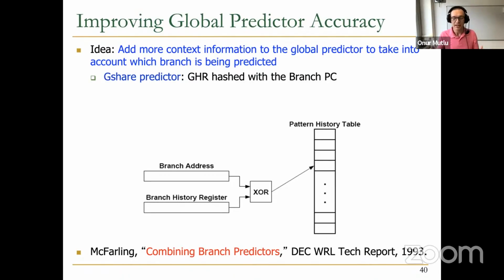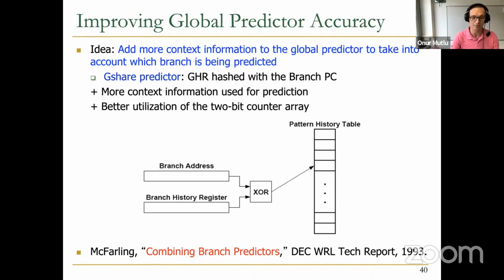This is actually interesting. You don't have to hash the entire branch address. You could actually hash parts of the branch address. You could actually hash a bigger context in the program. Some people have looked at using the current call stack information in the program. So basically, there are other context information that you can use, but Gshare has been extremely popular. And the key benefit is more context information improves the accuracy of the prediction because you have a little bit more refinement as to how you're predicting a given branch.